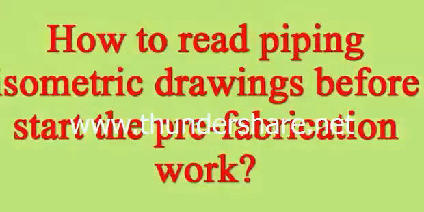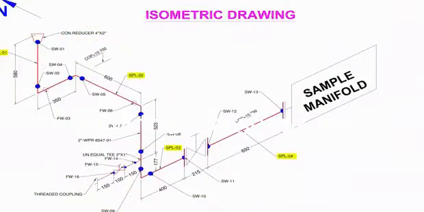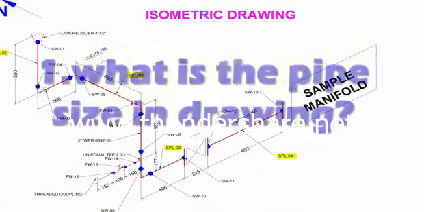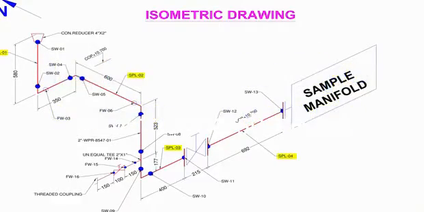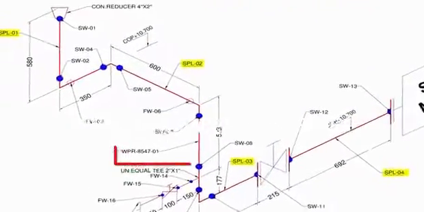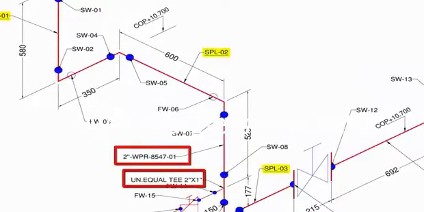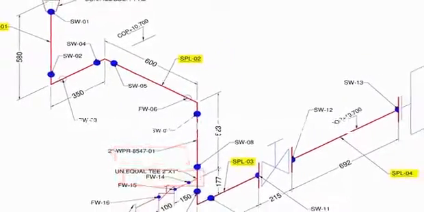Beginners, this video is about the things we should know from an isometric drawing to start the pipe fabrication work. Number 1: What is the pipe size in the drawing? See the drawing. The given pipe sizes are 2 inch and 1 inch.